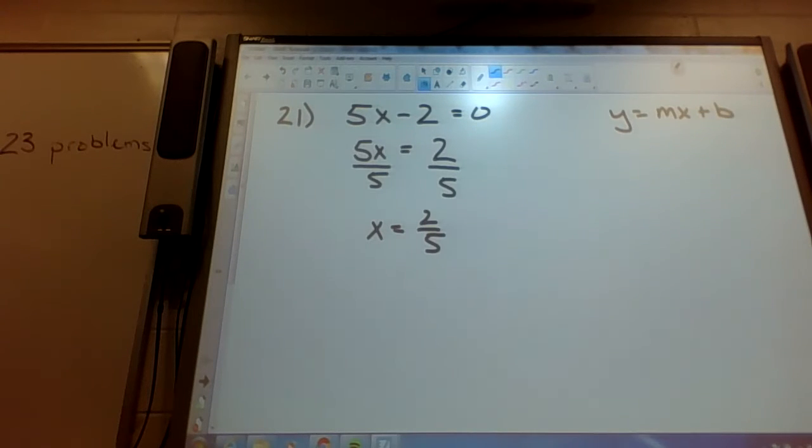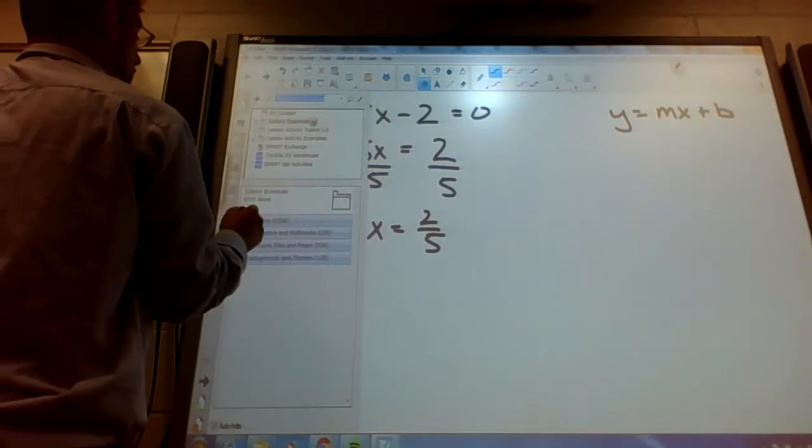That doesn't look like slope-intercept form. I don't see a slope. I don't see a y-intercept. What in the wide world of sports is going on? Let's graph it and see what may come, okay? Let's graph this.